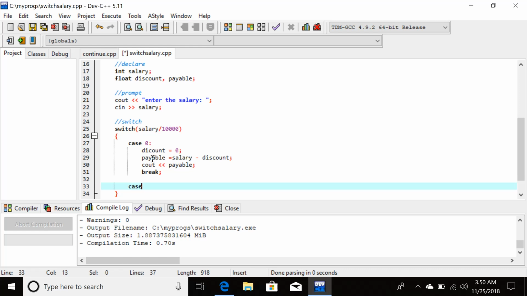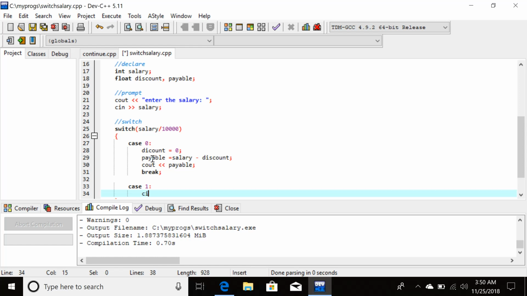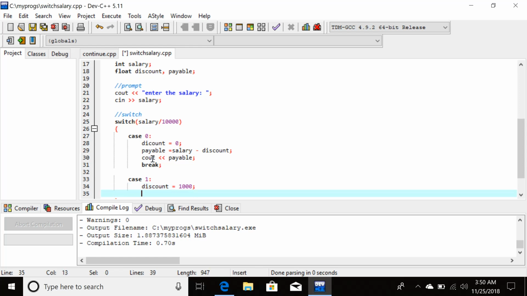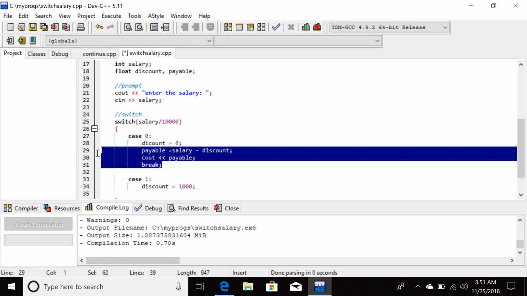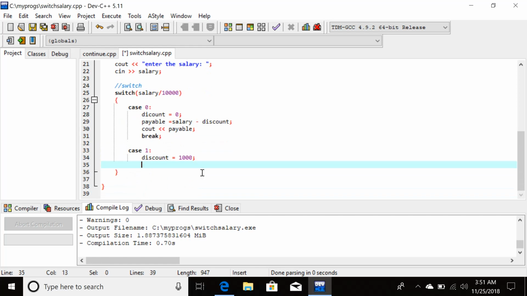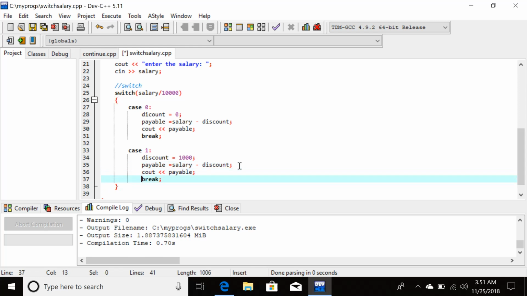The other case is of course 1. So if it is 1, it means discount is 1000. Discount is equal to 1000, and then these three variables are the same. If I write it, paste it, and correct the indentation, it will work the same way.